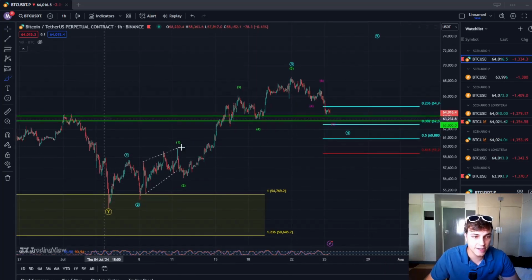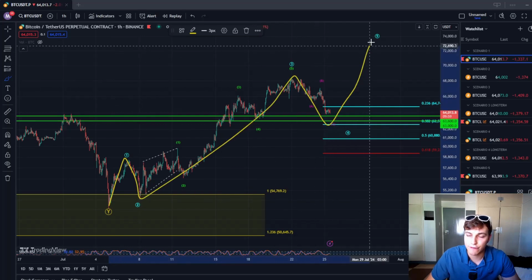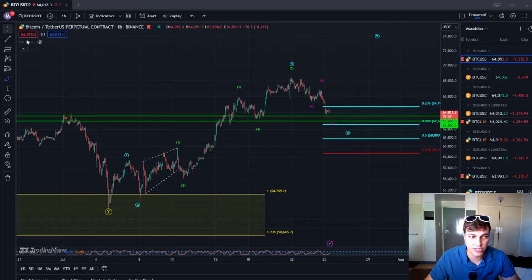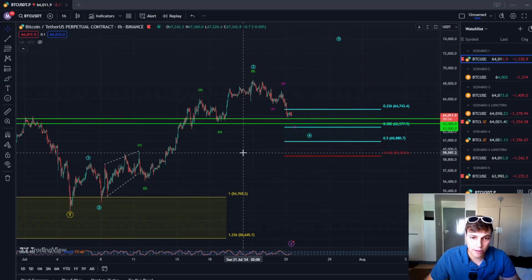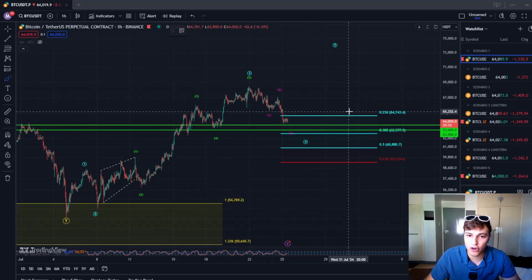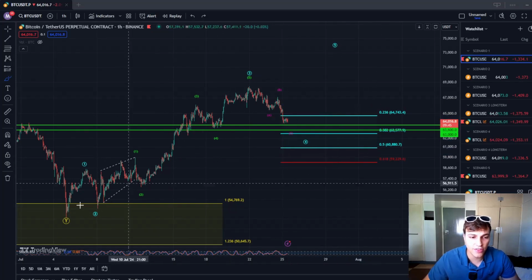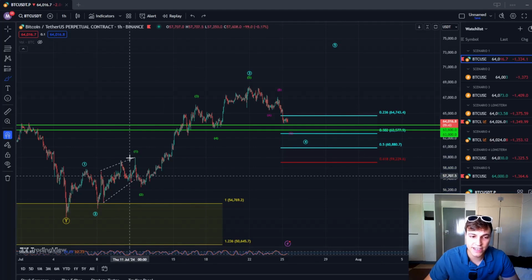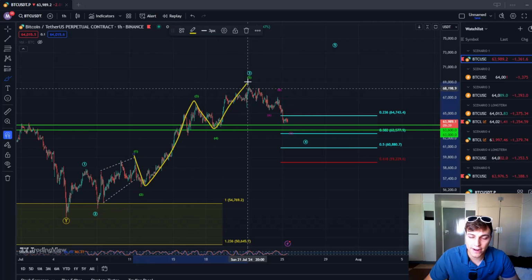You can see here on blue we have a 1, 2, 3, 4 and 5 to the upside, and the 5 is yet to come. So let's see if that happens. Now on the blue scenario, we are now tracking this wave 4. Inside the wave 3, we had this leading diagonal here, a 2, 3, 4 and a 5.